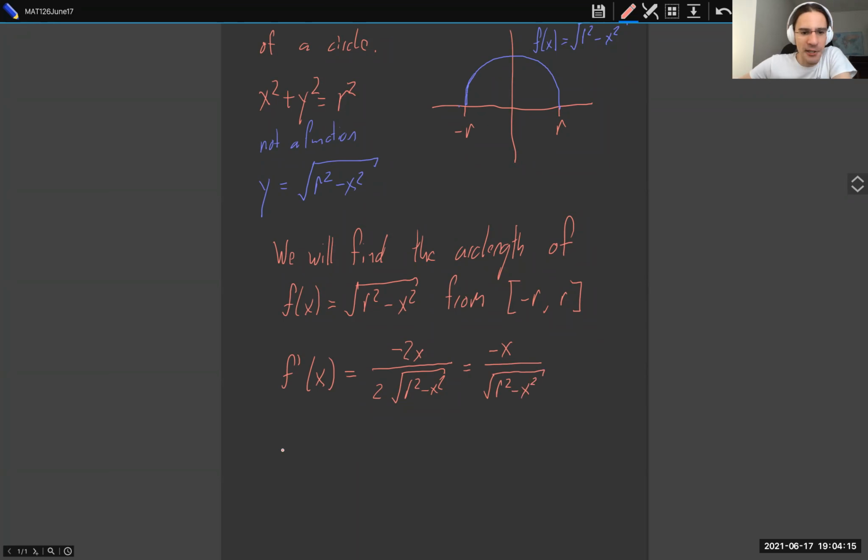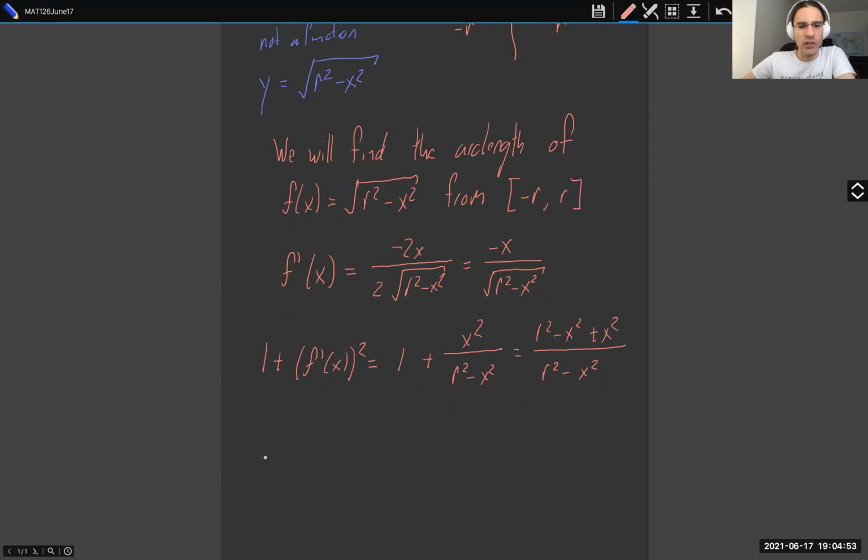Okay, now let's look at the expression 1 plus f prime of x squared. So if I look at that, that's 1 plus x squared divided by r squared minus x squared. And so that becomes r squared minus x squared plus x squared, divided by r squared minus x squared. And then the x's cancel.